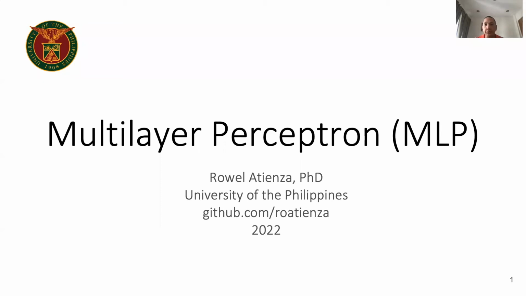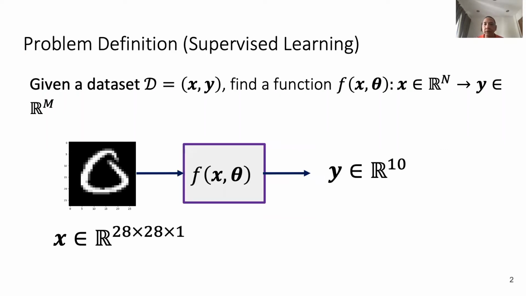We now introduce the first building block of deep neural nets, the multilayer perceptron or MLP. Recall that we discussed in supervised learning that given a data set, we can train a parameterized model to learn how to map the input X to output Y. As an example, we train a classifier on MNIST dataset.